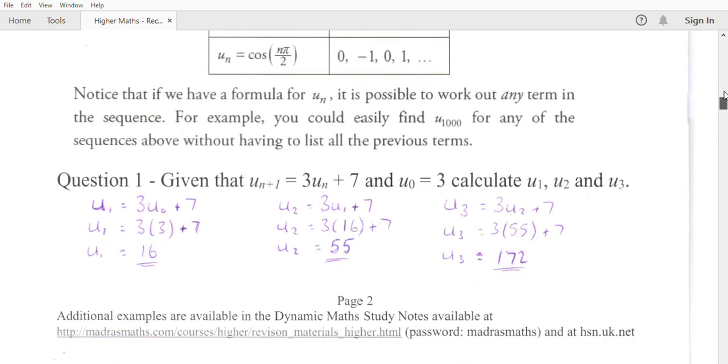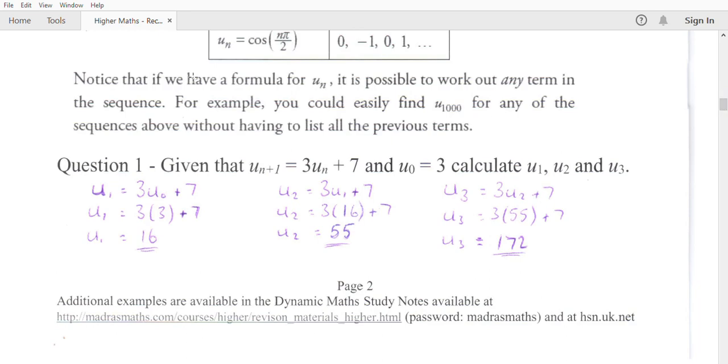and so on. Notice that if we have a formula for Un, it is possible to work out any term in the sequence. For example, you could easily find U1000 for any of the sequences above without having to list all the previous terms. Unfortunately, this isn't always the case with the questions we're going to see at Higher. We can't just jump to the 1000th term or the 10th term. But let's have a look at one question.